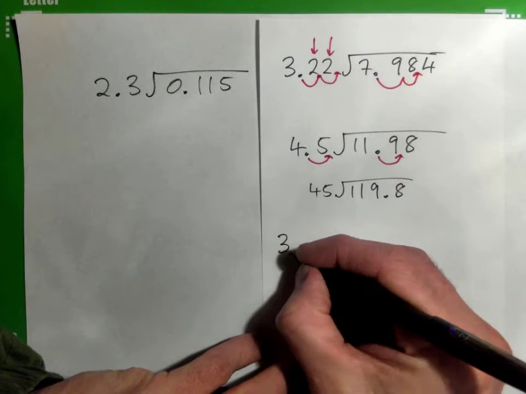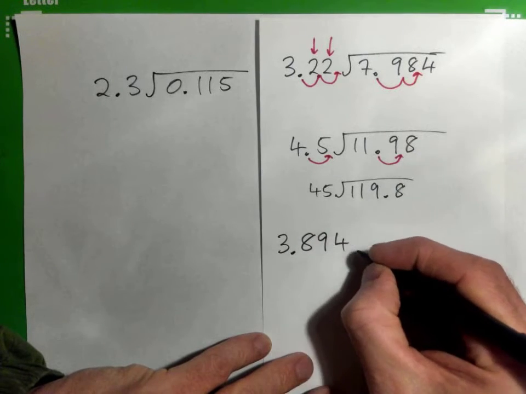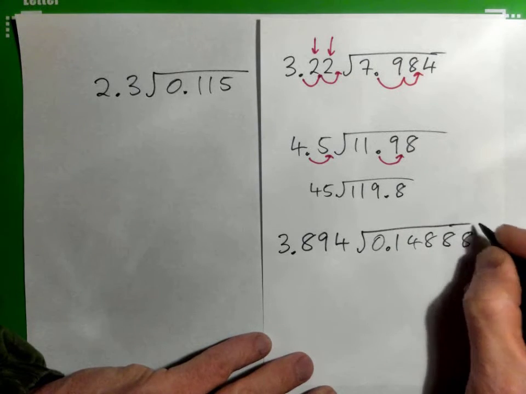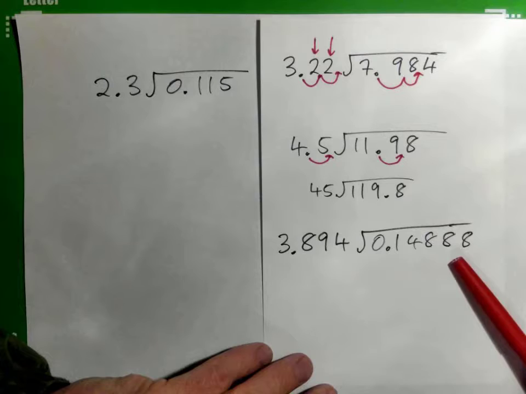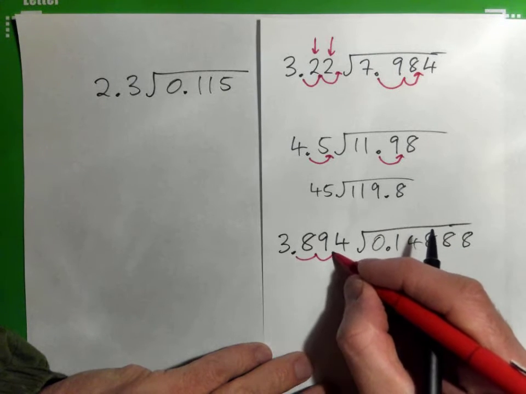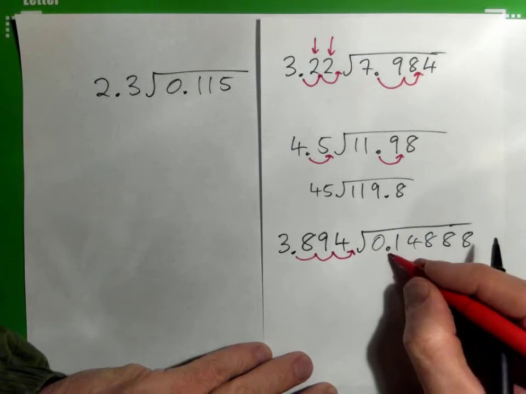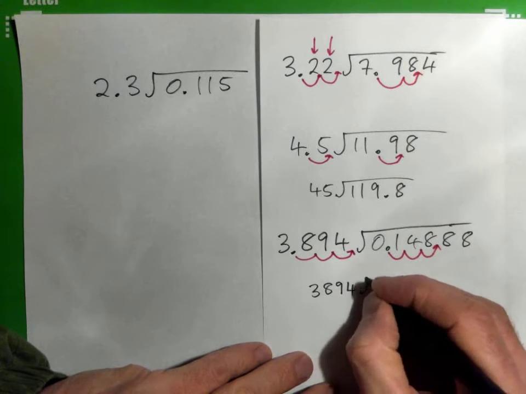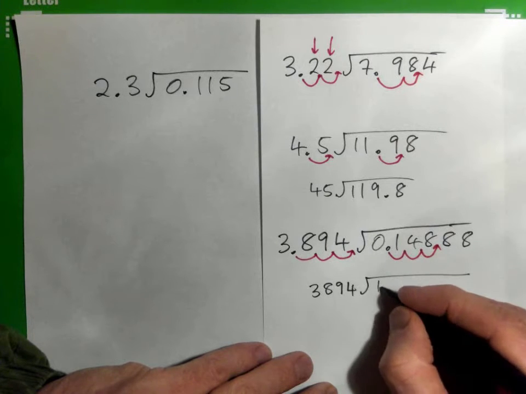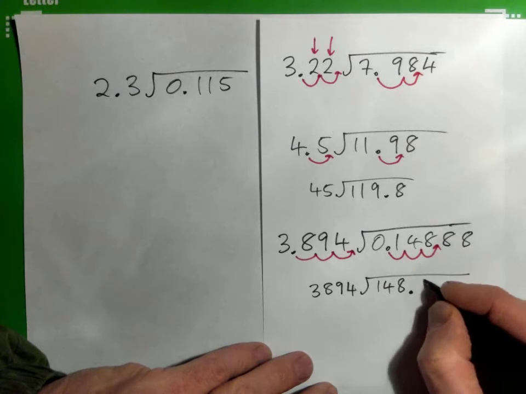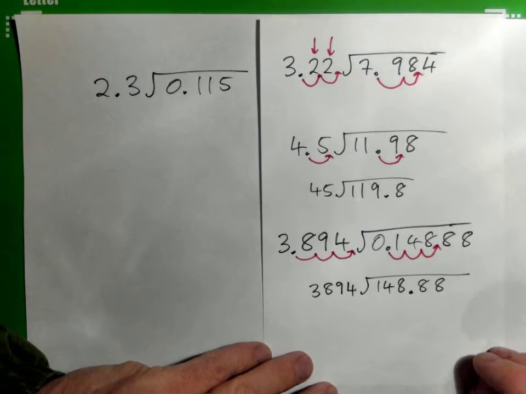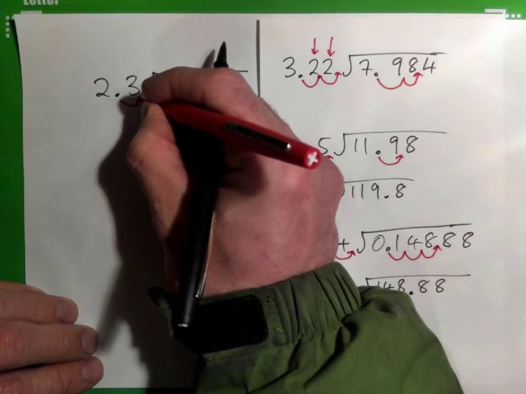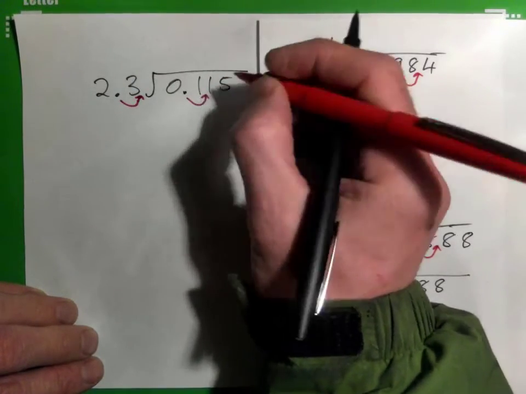What if you had 3.894 into like 0.14888 or something like that? What would I do here? 1, 2, 3. And over here, 1, 2, 3. Yeah. So you go 3.894 into 148.88. Make sense? Cool. Yeah, so that's how we deal with that. In any case, we need to move the decimal point one spot over here and also here, and that's it.